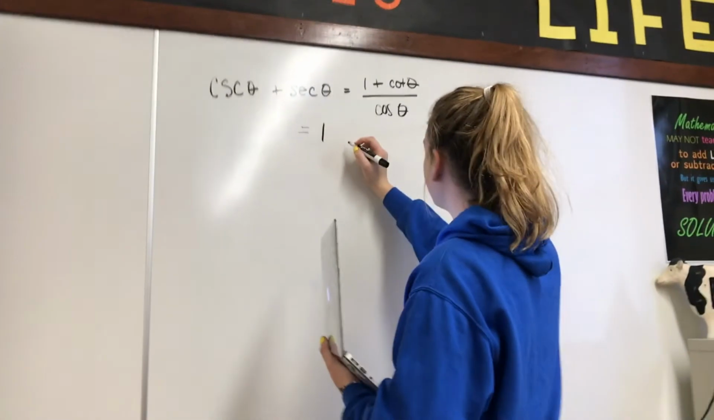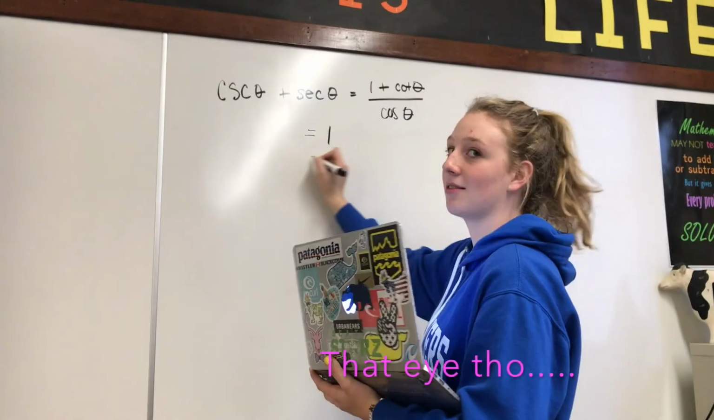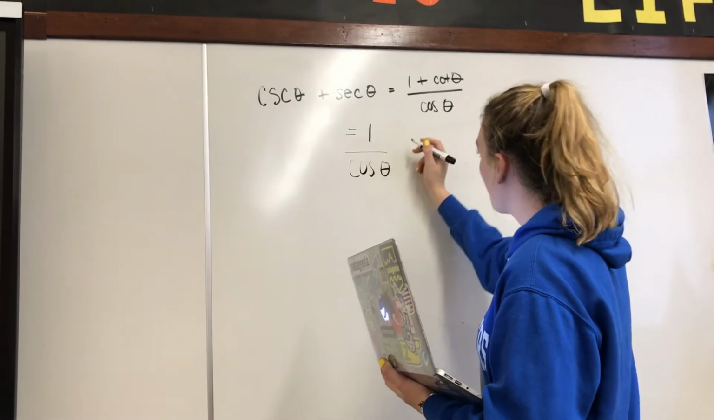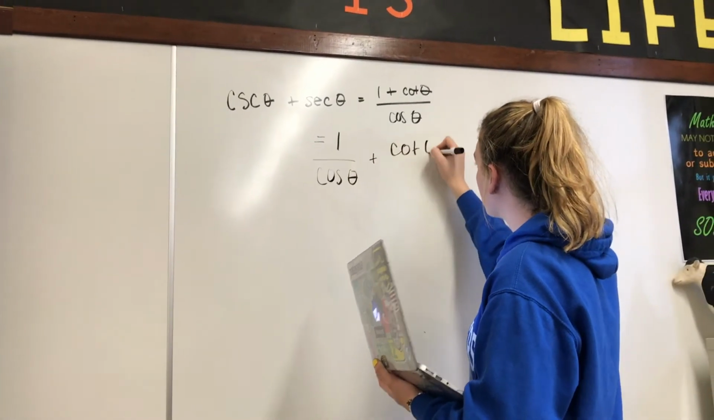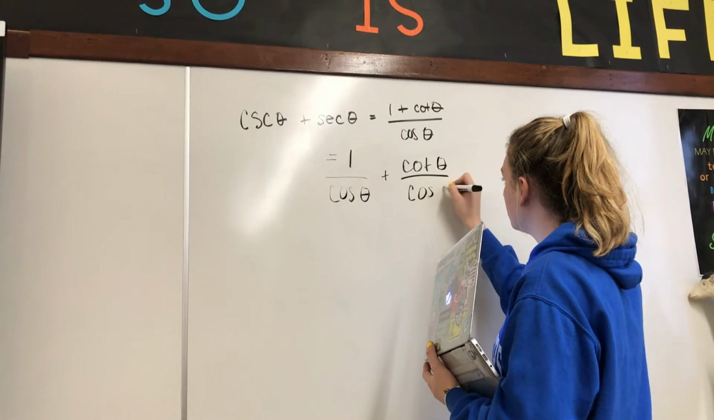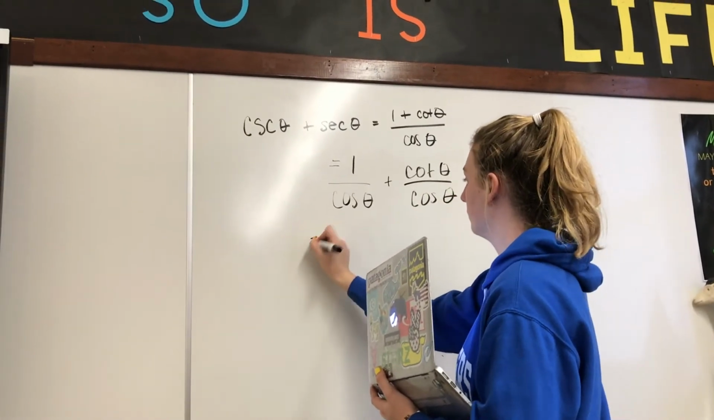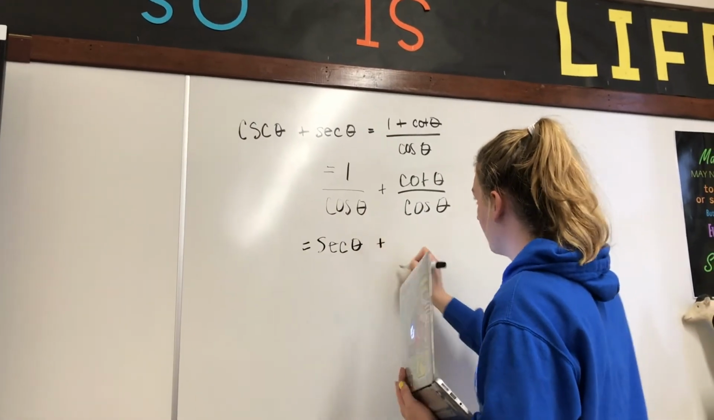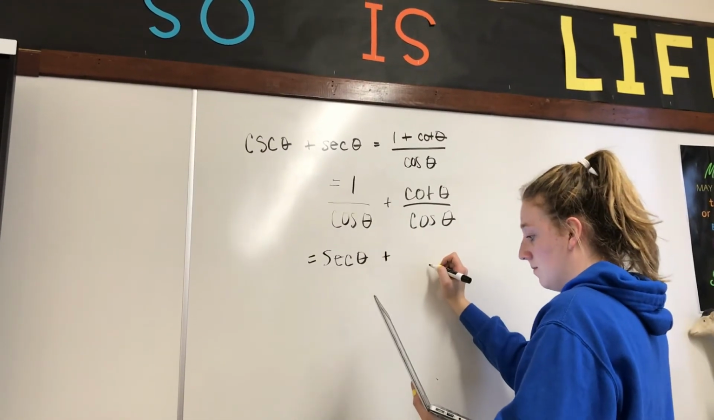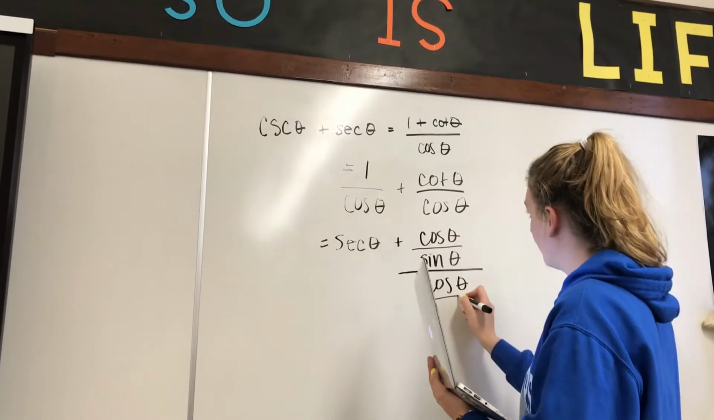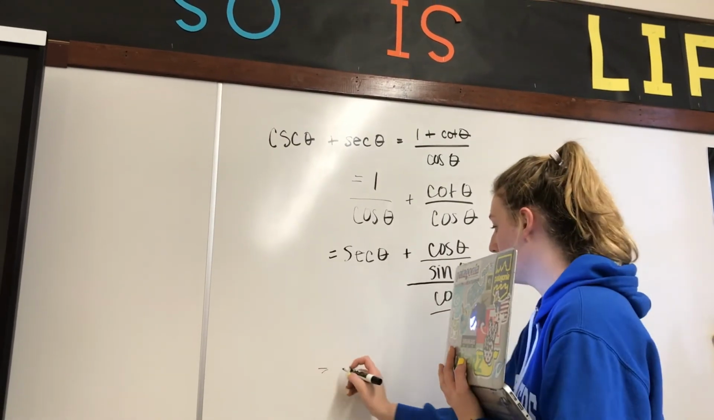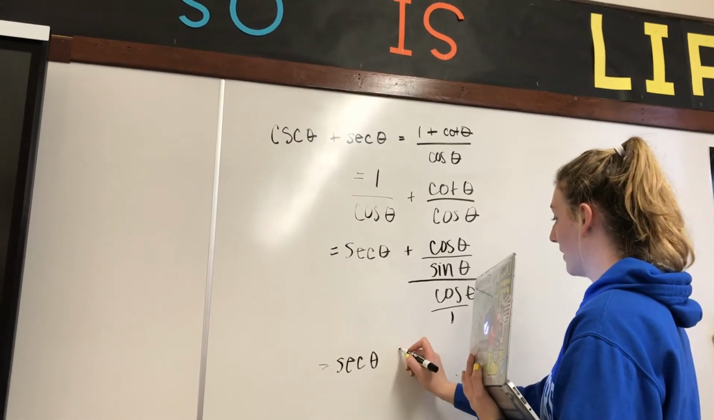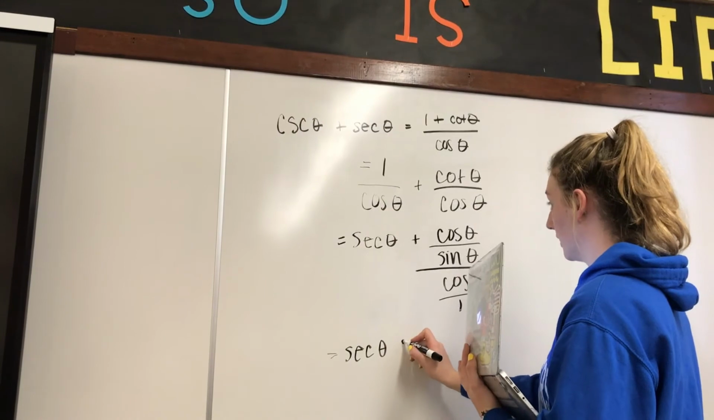The first thing you're going to do is split 1 plus cotangent theta over cosine theta into 2 equations. This will give you 1 over cosine theta plus cotangent theta over cosine theta. Then you will look at your formula sheet and write 1 over cosine theta as secant theta. Now you will be changing cotangent theta to cosine theta over sine theta, which you will then put all over cosine theta over 1. Now you will write your new 2 equations as multiplication rather than division.